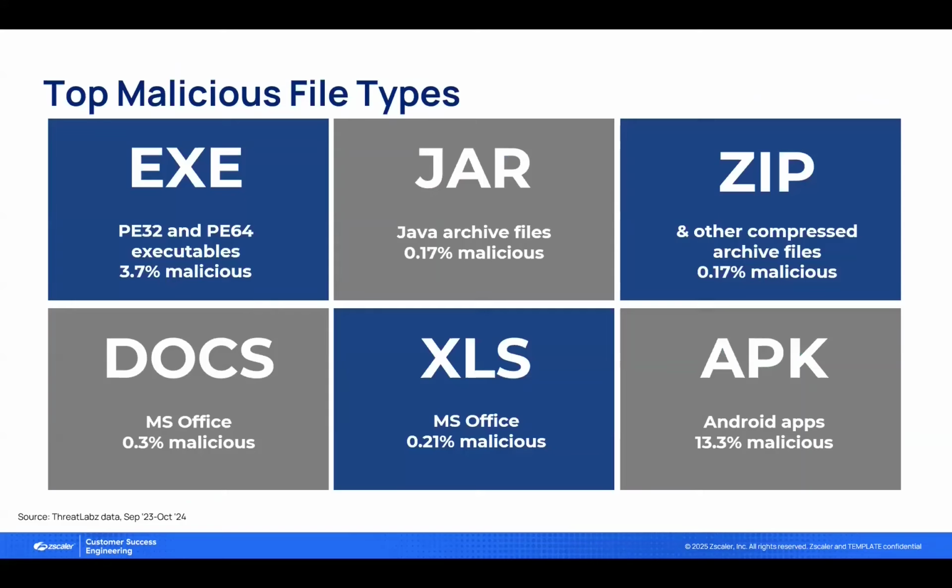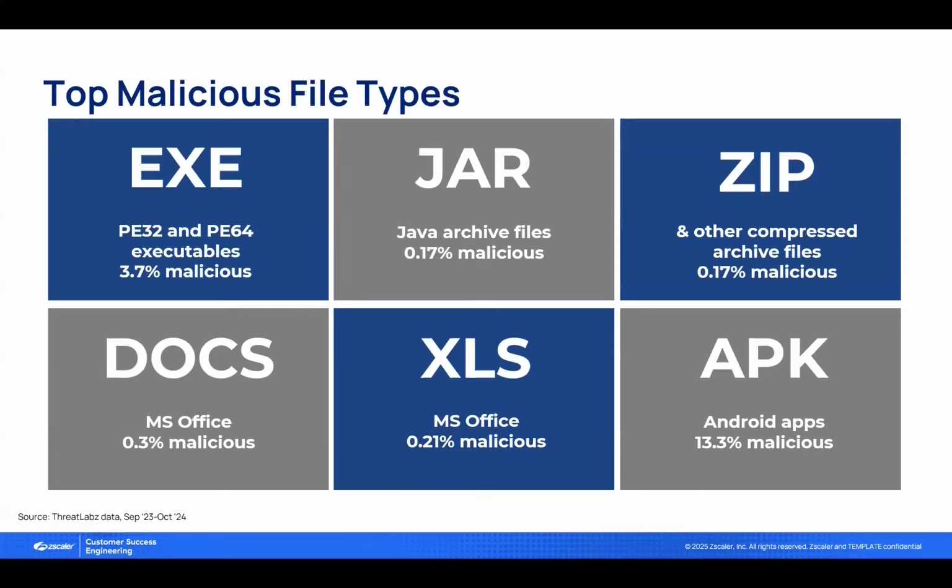To finish this video, let's take a look at a few statistics specific to file types. The first one of these is the top file types by percentage of malicious files. Here we can see the 6 file types that are most commonly malicious. Executables and DLLs, where 3.7% of all files sent to Sandbox were found to be malicious.